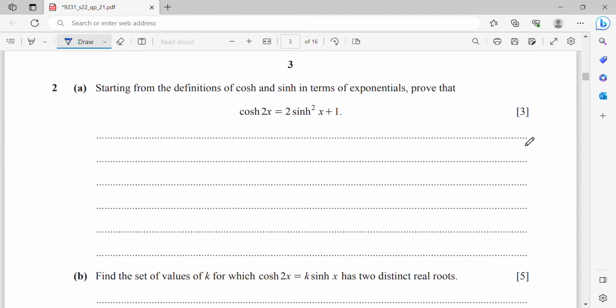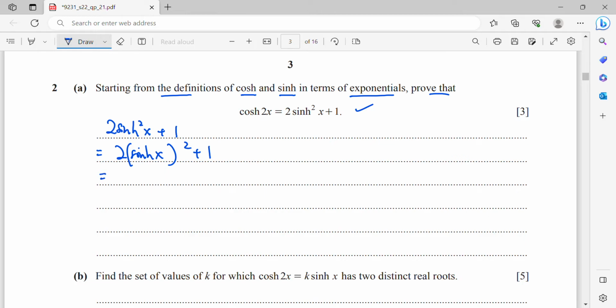Okay, so now question 2. Starting from the definitions of cos and sine in terms of exponentials, prove that cos 2x equals to 2 sine square x plus 1. Okay, so for this case, I will start from the right hand side. So 2 sine square x plus 1 equals to, okay, now for your information, this 2 sine square x plus 1 is the same as 2 sine x squared plus 1.